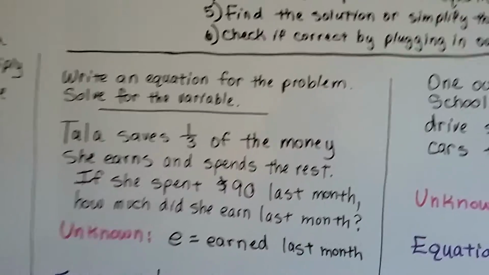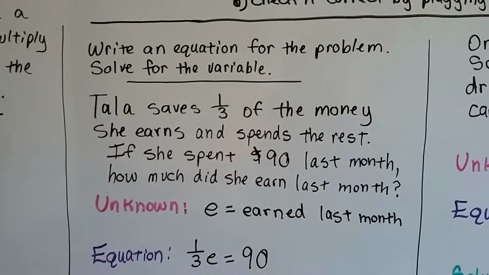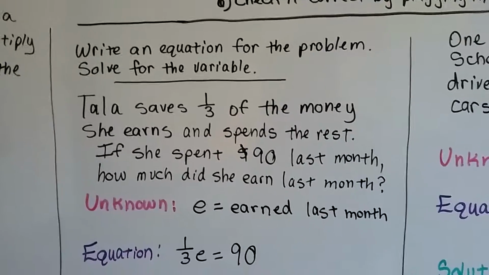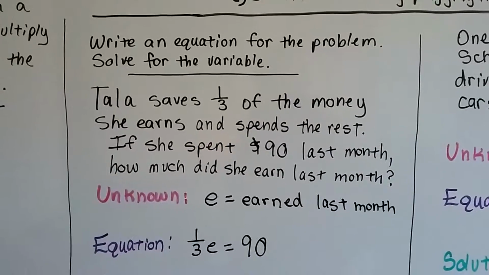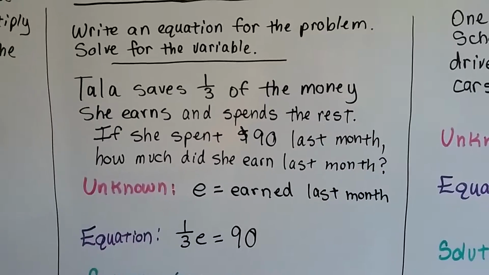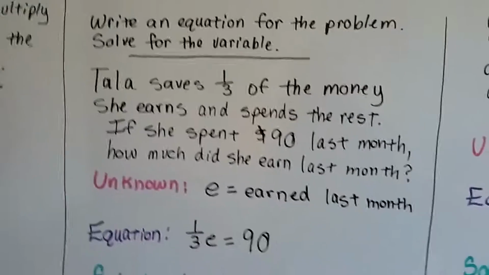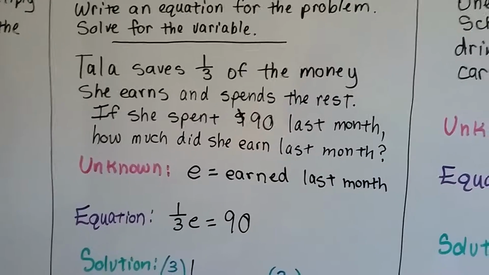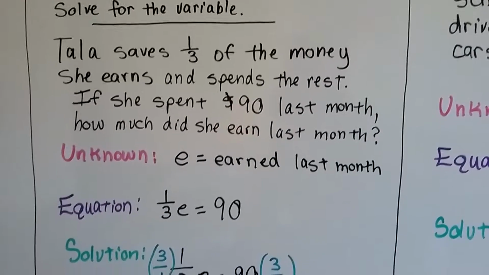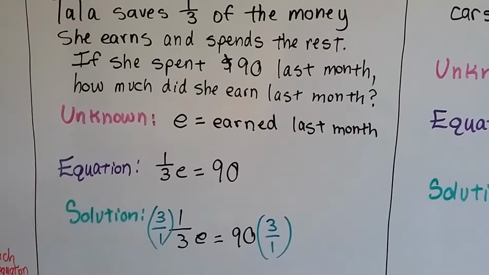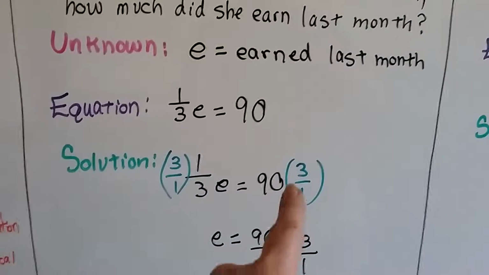So, to write an equation for the problem and solve for the variable, Tala saves 1/3 of the money she earns and spends the rest. If she spent $90 last month, how much did she earn last month? Our unknown, we'll make that E for earned last month. And our equation can be 1/3 E equals the 90. Our solution is going to be putting the reciprocal on each side and multiplying.